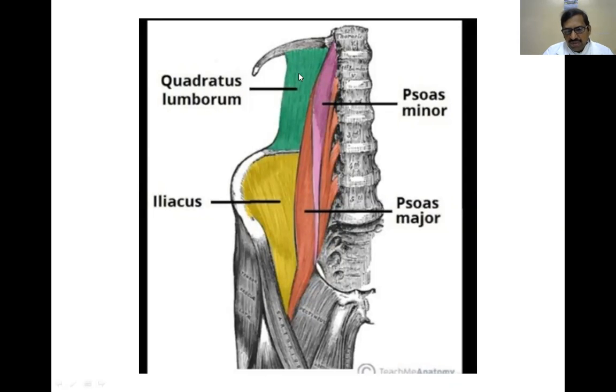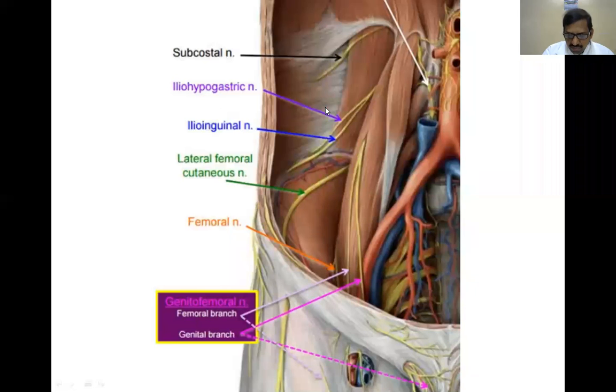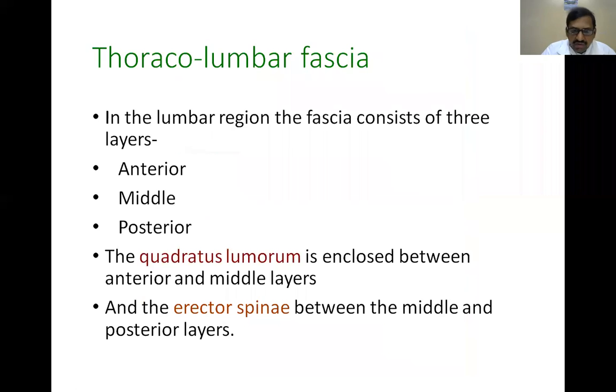Quadratus lumborum muscle. It is also inserted to the sides of the lumbar vertebral bodies. Next, coming to another important topic, that is the thoracolumbar fascia. It is very important here. In the lumbar region, the fascia consists of three layers: anterior, middle, and posterior.